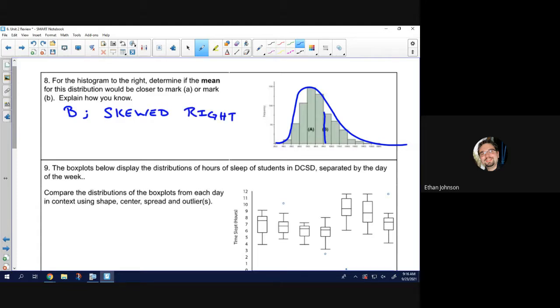It has to be letter B because B is the one farther on the right. If it was skewed left, we'd go with A because it would be on the left. So be careful.